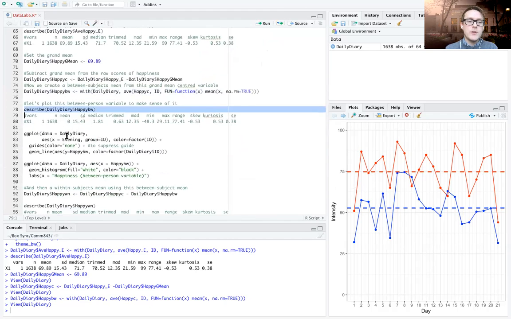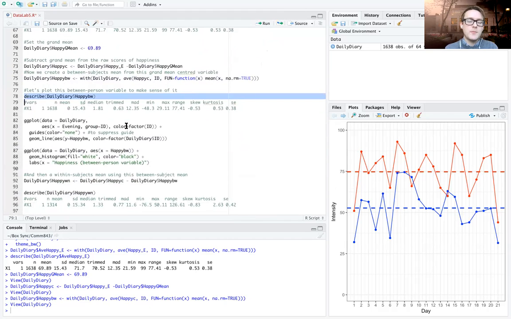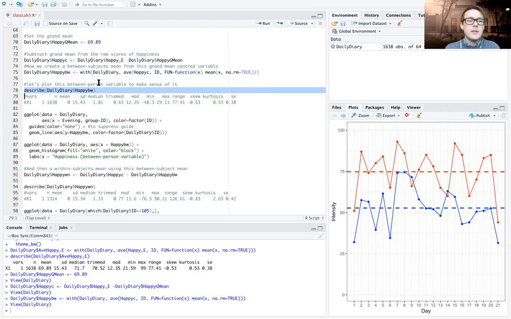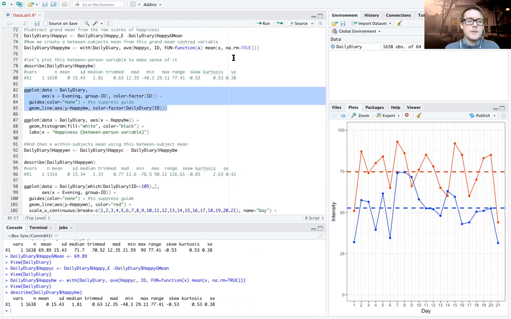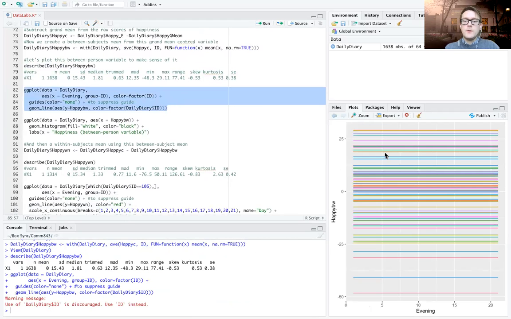And to reinforce this idea, or make it a little clearer, we can take some descriptives of this between person happiness variable, and you'll see that the mean is 0. And when we plot it, each person is a line here, and they have the same value across all of their 21 days. Again, it's not capturing fluctuations. It's capturing information about their mean level of happiness throughout the 21 days.